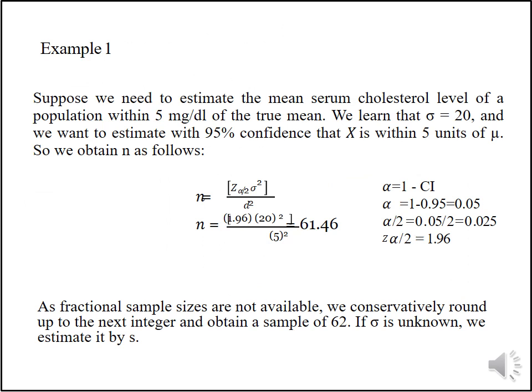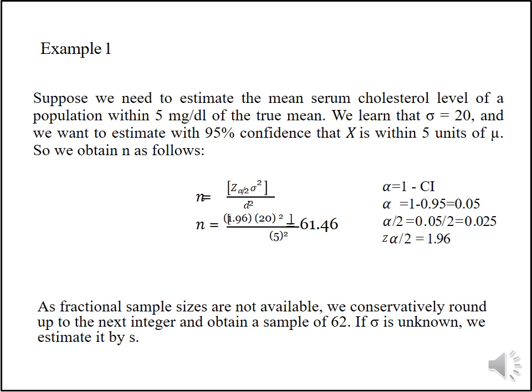Let's have a few examples. Suppose we need to estimate the mean serum cholesterol level of a population within 5 mg per deciliter of the true mean. We learned that the population variance is equal to 20, and we want to estimate with 95% confidence that X, the sample mean, is within 5 units of mu. So we obtain n as follows.